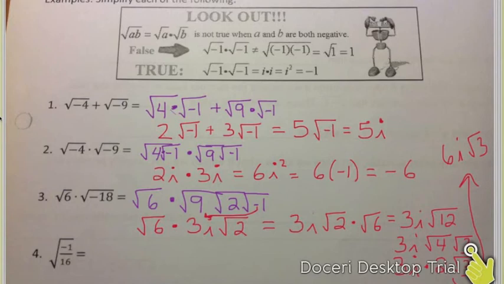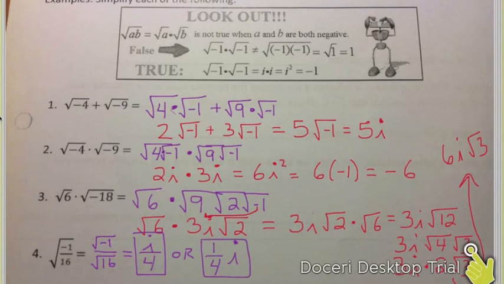Last one on this page is number 4, which is negative 1 over 16, all under the radical sign. So we want to go ahead and break that down. We can break it down into the square root of negative 1 over the square root of 16, which ends up being i over 4. So you can leave it like that. That one's pretty simple. Or you can write it as, a little bit better way would be 1/4 i. Either one of those is acceptable. Both of those work. Okay?